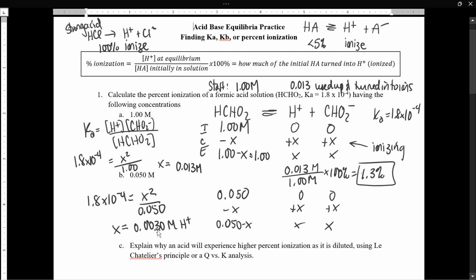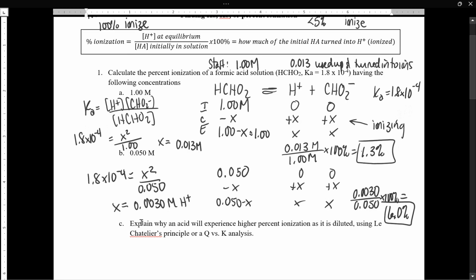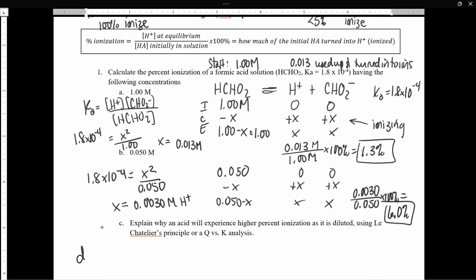So notice how in this scenario, we made less hydrogen ions than we did in the original solution. But when we express that as a percentage, so what is 0.003 divided by 0.05? When we express it in terms of percentage, the percent ionization is actually higher. So what we will find with acids is as you dilute the acid, you will increase the percent ionization. So dilution is going to affect the percent ionization.